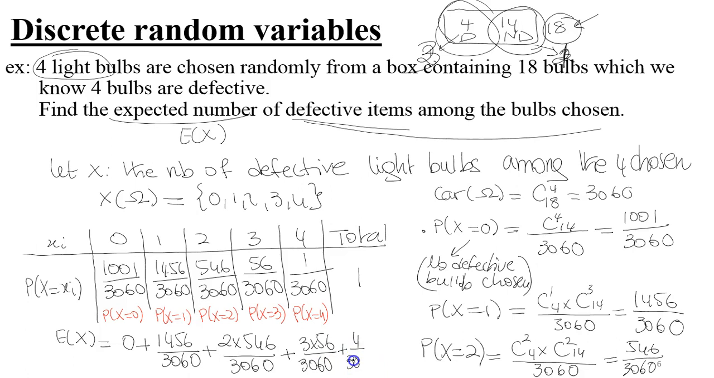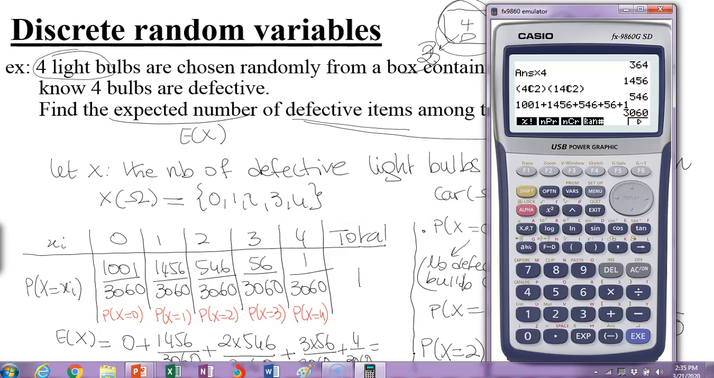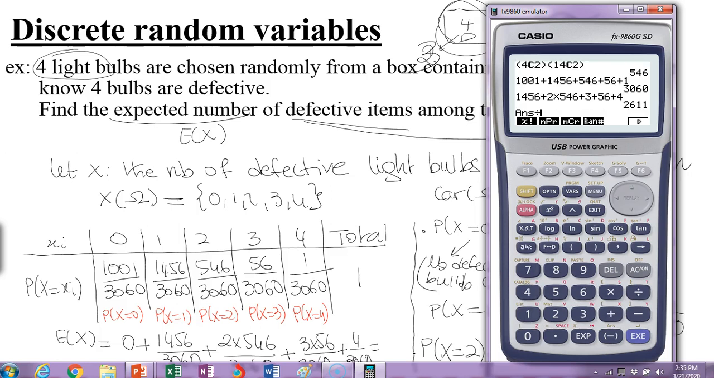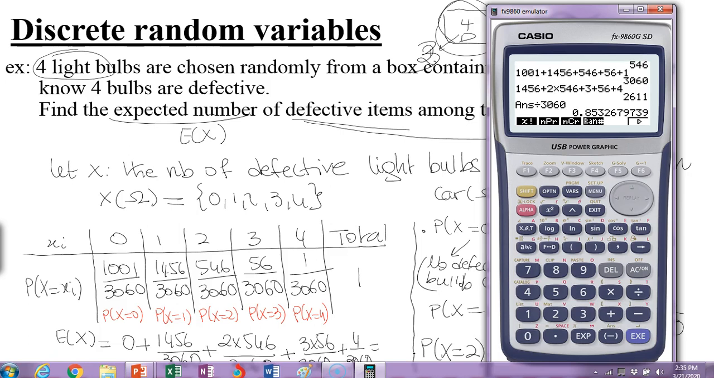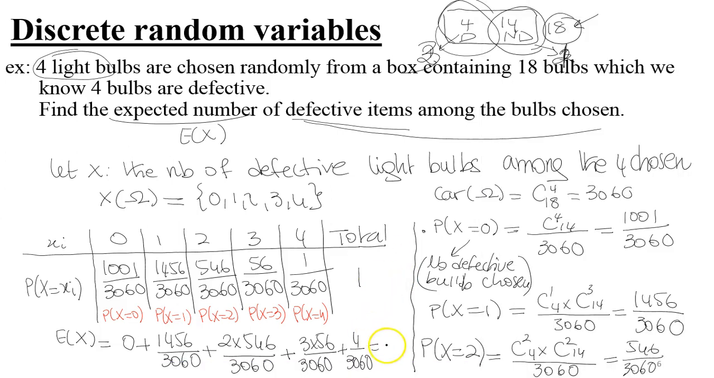4 out of 3060, which gives, let me just separate here, if we were to add the numerators, 1456 plus 2 times 546, plus 3 times 56 plus 4, and that is of course divided by 3060, which gives 0.85 to 2 decimal places.